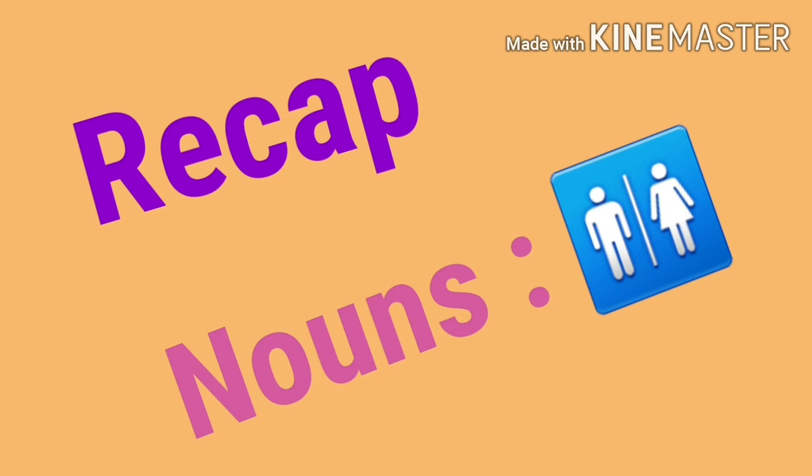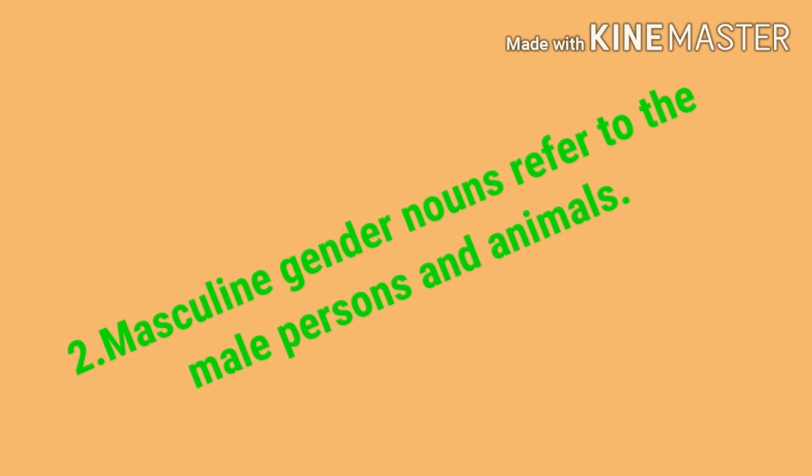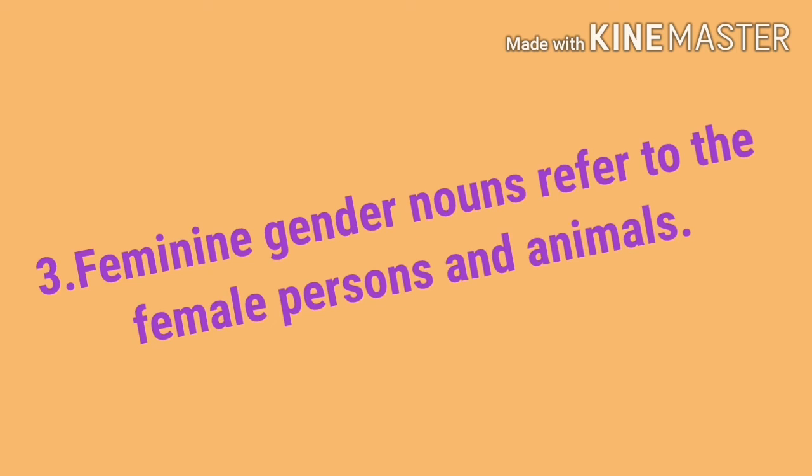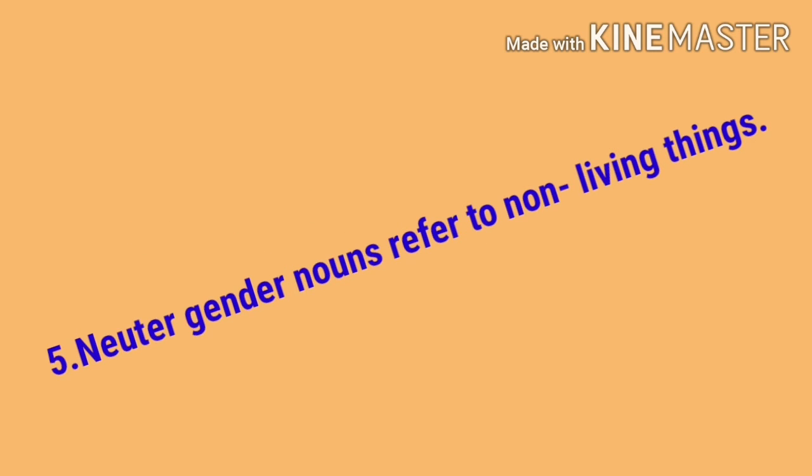Now it's time to recall the topic nouns, gender. First point, nouns have 4 genders: masculine, feminine, common and neuter. Masculine gender nouns refer to the male persons and animals. Feminine gender nouns refer to the female persons and animals. Common gender nouns can refer to both male and female persons and animals. Last one, neuter gender nouns refer to non-living things.